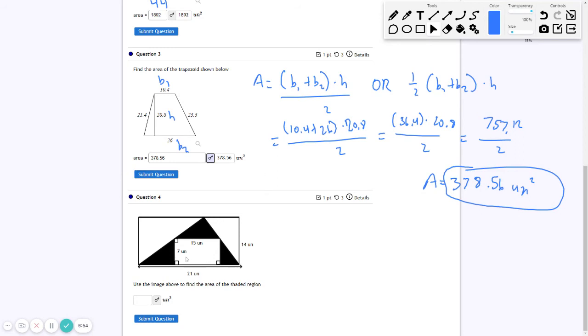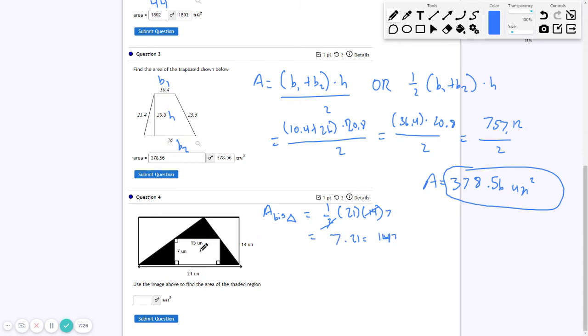So let's go ahead. We know that the base of this triangle is 21. Height is 14. So I'm going to do the area of the triangle first. Area of big triangle equals 1/2 times 21 times 14. I'm going to take a half of 14 because I can do that. So half of 14 is going to be 7. So 7 times 21, if you plug that into your calculator, you get 147.